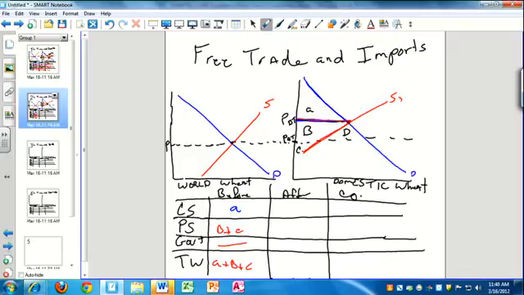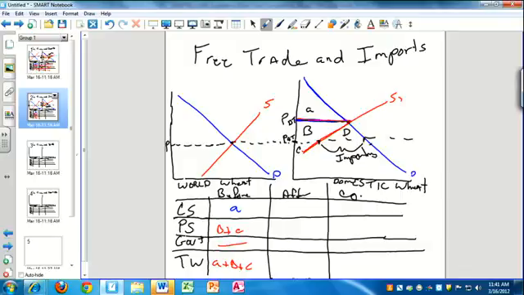And at that price, what's happening? I've got this supply and I've got this demand. Because there's a lower price, the consumers here in this country are demanding more of the product. But the wheat farmers here are not producing as much because they're not making as much of a price. So the difference between the two is what you're importing.